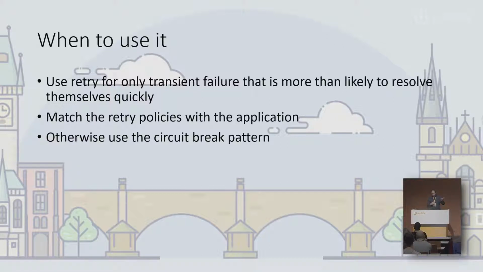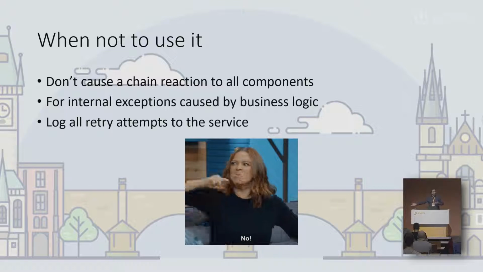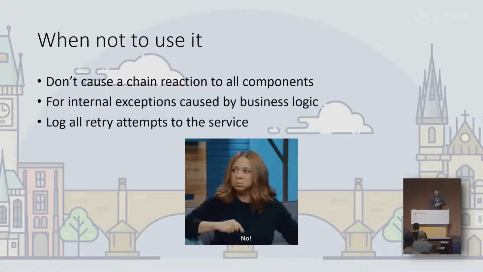Retry patterns are only for transient failures that are more than likely to resolve themselves quickly. Like it might be down for a couple of seconds and then you try it and then it's up. Match the retry policies with the operation, otherwise use the circuit breaker, basically. When not to use it: don't cause a chain reaction with all the components. Basically, don't do a retry pattern on every single component that you're going to call in your code.